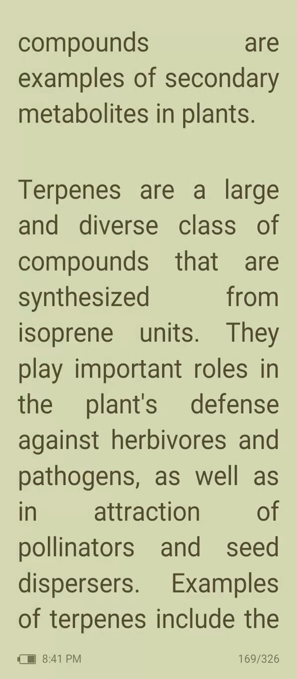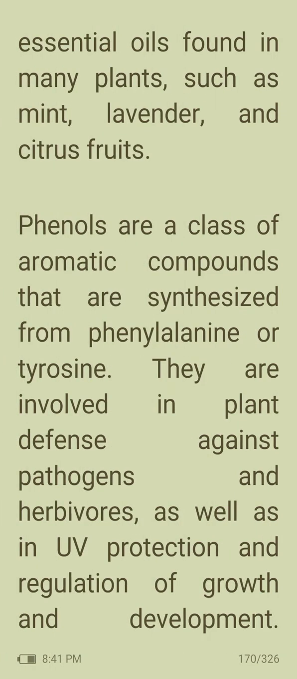Terpenes, phenols, and nitrogenous compounds are examples of secondary metabolites in plants. Terpenes are a large and diverse class of compounds that are synthesized from isoprene units. They play important roles in plant defense against herbivores and pathogens, as well as in attraction of pollinators and seed dispersers. Examples of terpenes include essential oils found in many plants such as mint, lavender, and citrus fruits.